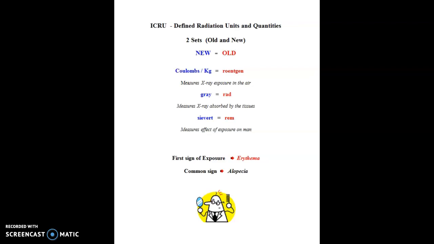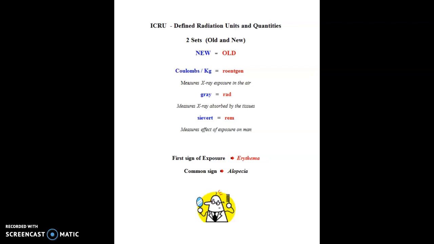And I put the newer terms in blue, the older terms are in red, and then I've got the definition for what they are underneath. So hopefully that makes sense. If you're trying to measure X-ray exposure in the air, so if you were monitoring the radiation in a room, or talking about how much radiation leaked out of a unit, so you're measuring the amount of radiation present in the air, you would use either coulombs per kilogram or Roentgens.